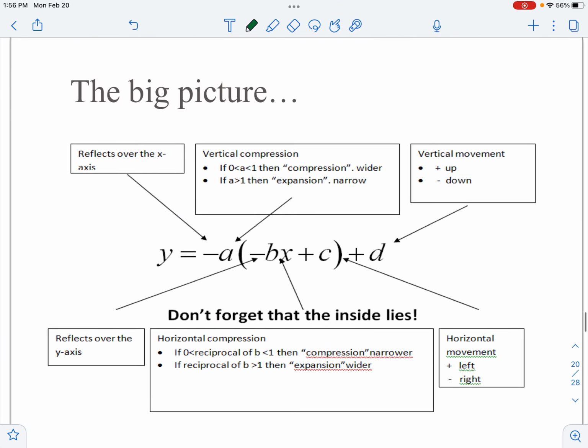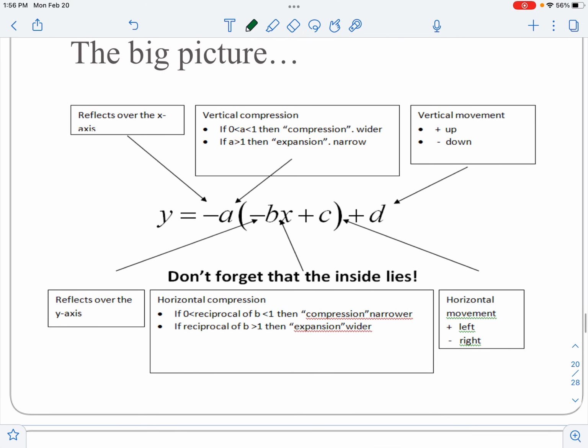All right, let's also take a look at this. So this is our big picture. This is something that is really good to remember as we're going through these different problems. If you have a negative out front, that's going to reflect our graph over the x-axis. This negative b on the inside is going to reflect our graph over the y-axis. We talked about in a previous lesson that plus c inside the parentheses, don't forget that the inside lies.